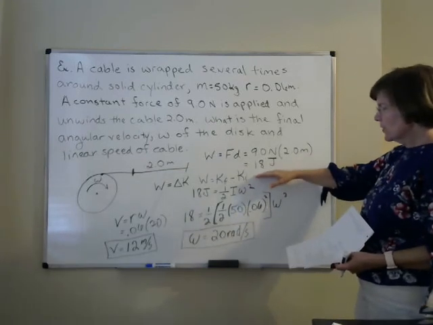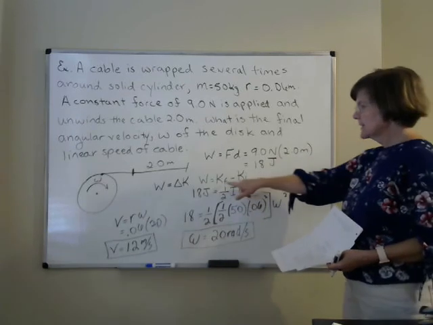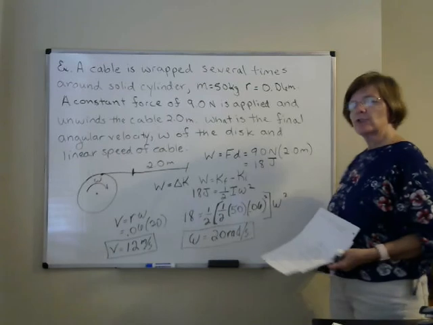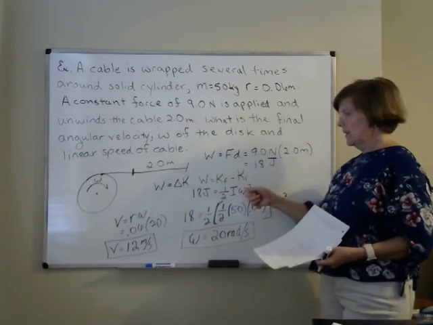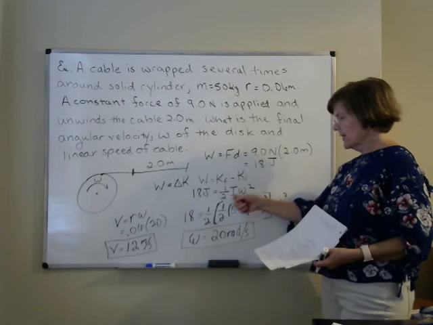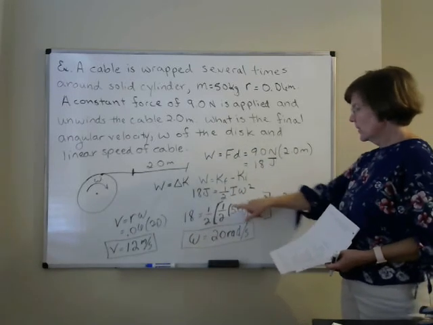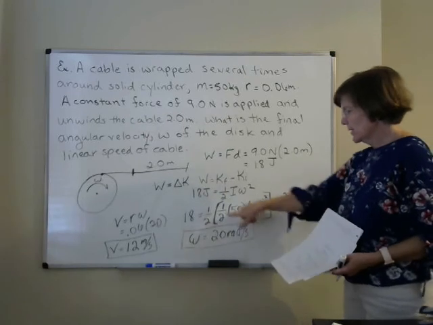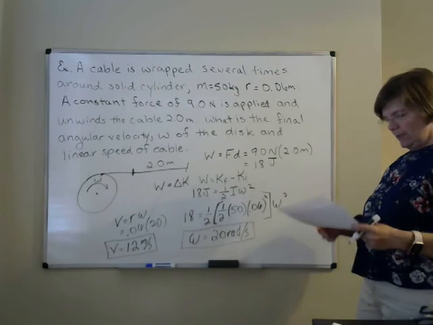I can use work-energy. I just have to remember that in this case, rotational kinetic energy is 1/2 I, moment of inertia, omega squared. You've got to calculate that I. They gave you the mass, they gave you the radius, 1/2 mass times radius squared. We can do that. No problem getting our answer.